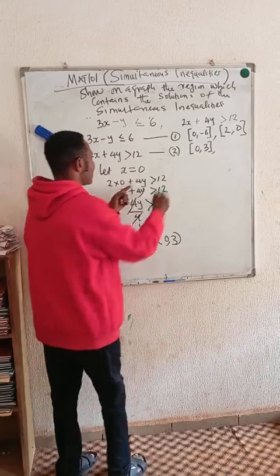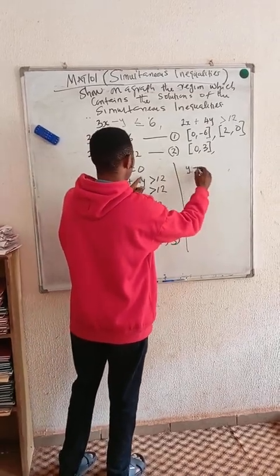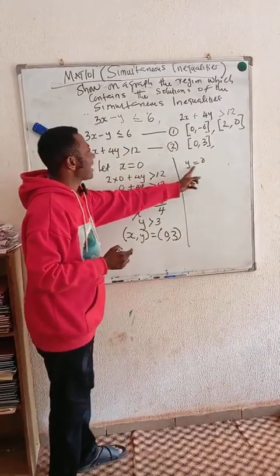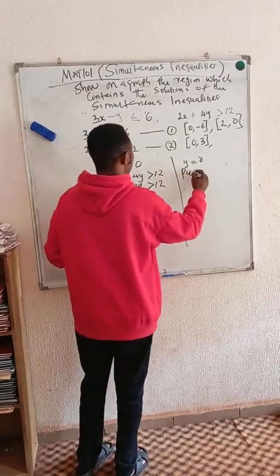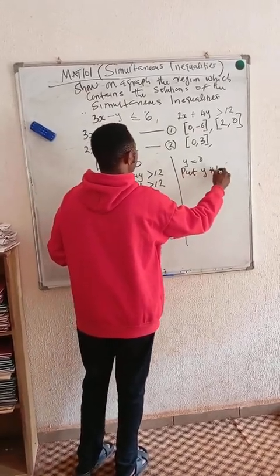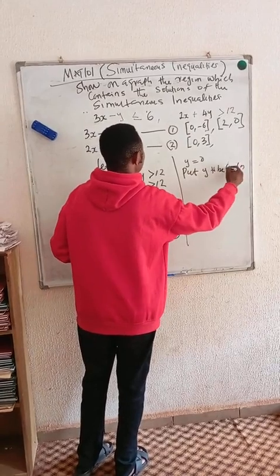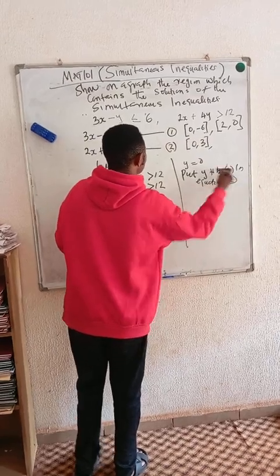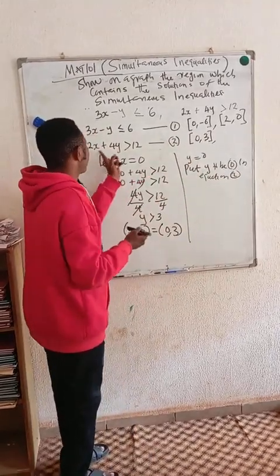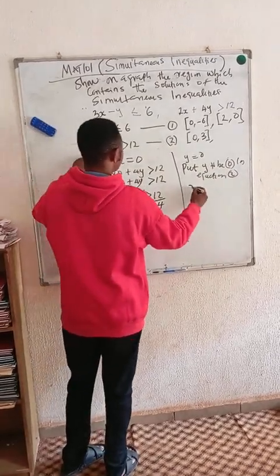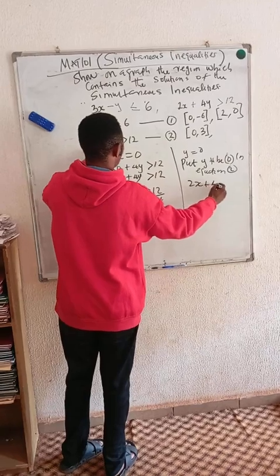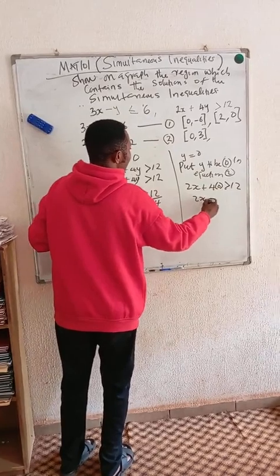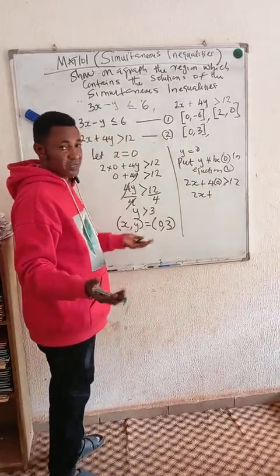Now, the next. What is the next? That is when y is equal to 0. So we assume y to be equal to 0. Let me write it so that we'll get it very well. Put y to be 0 in equation 2. So let's put y to be 0 here. So we have 2x plus 4 times y, which is now 0, is greater than 12. 4 times 0 is what? 0.